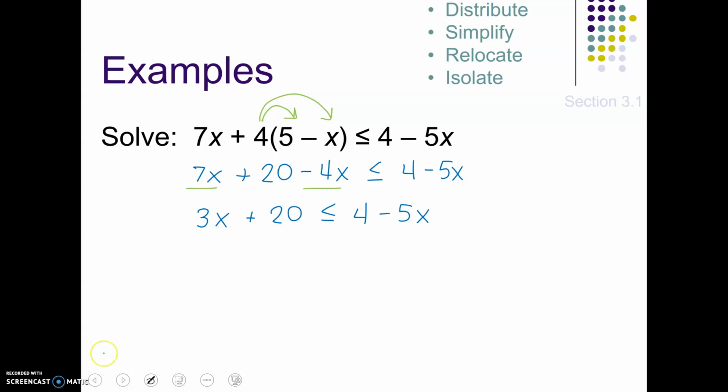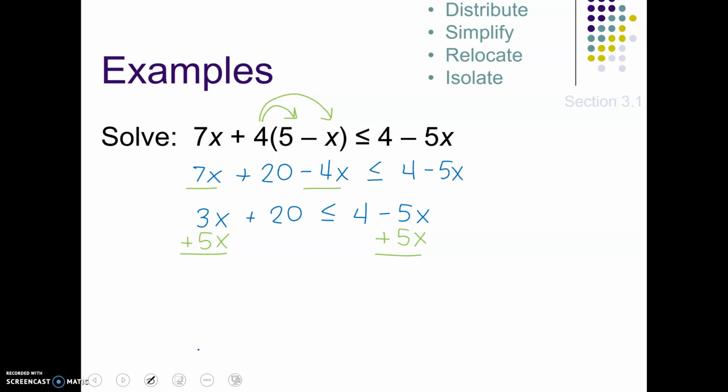And now what we want to do is relocate. When I relocate, I want to move letters to the left, and I want to move numbers to the right. Right now, I do have one letter on the left, the 3x term, but my 5x term is on the right. So I want to detach it from the right side. Right now, that 5x is attached with subtraction, so I'm going to detach it with addition. And keep in mind, we need balance, so whatever I do on that right side, I now need to echo on the left side. That will relocate the 5x to the left, and I want to do the same thing with numbers, but this time moving them to the right.